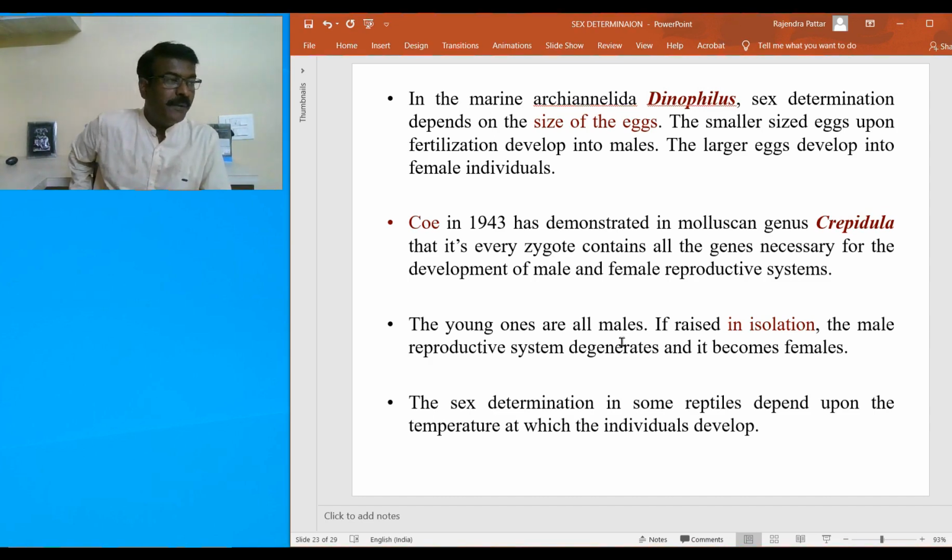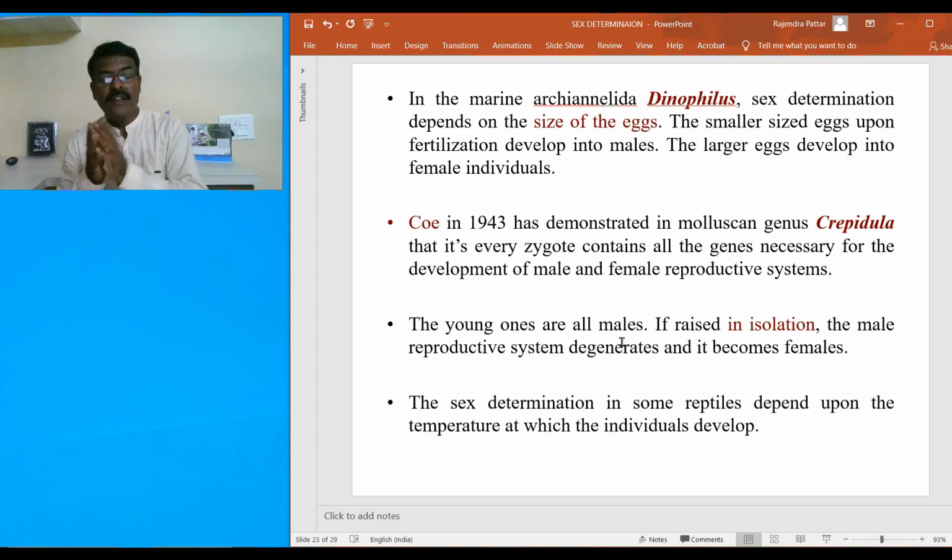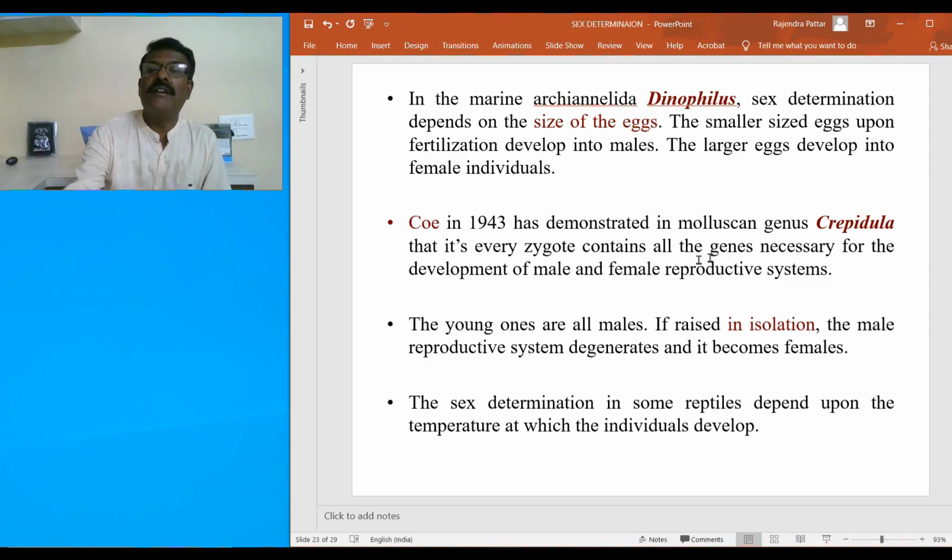Its male reproductive system will begin to degenerate. In that place, the female genital system will begin to develop. Once the ovaries are formed, then obviously it will make the Crepidula change its sex to female. This is all because of the way they are brought up, the way they are raised. This is experimental evidence. I am telling you, not naturally in nature.